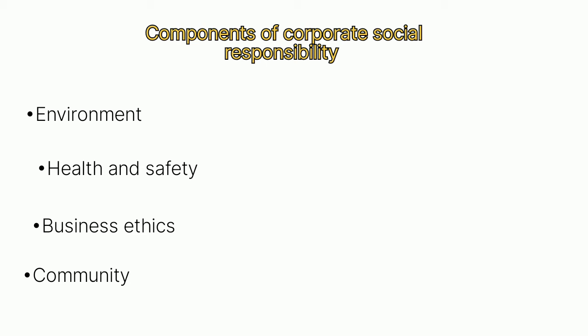Components: environment, ethical corporate social investment, health and safety, corporate governance, business ethics, employment equity, employees and customers, community, supply chain. Those are the components of corporate social responsibility. So, these are the impacts of CSR and CSI on businesses.